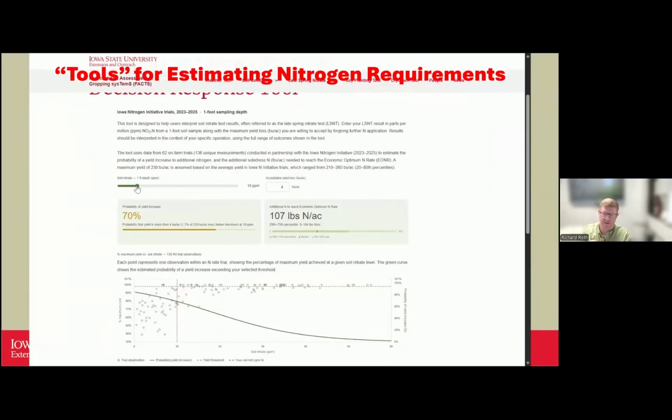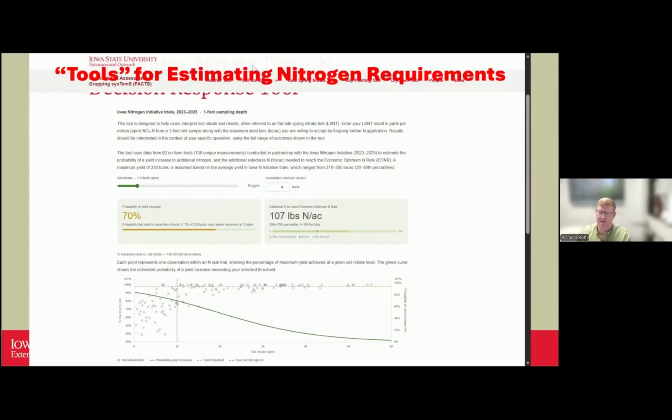The first thing you'll see here is where you would input your test results. You input your nitrate ppms that you get back from your soil sample. So let's imagine that we have 10 ppm. You can adjust what your acceptable yield loss is. What I mean by acceptable yield loss is, if I don't apply any more nitrogen, how many bushels am I willing to lose versus, let's say, a normal year, or your average yield, your APH, whatever. And then on the left, you have your probability of yield increase.